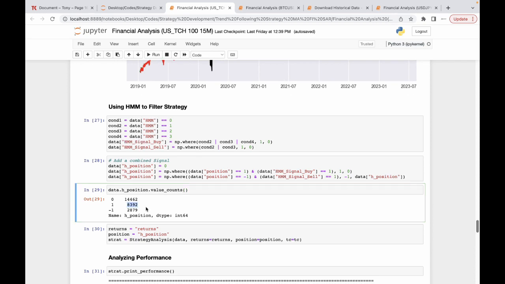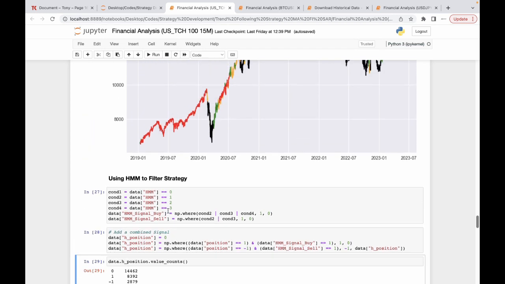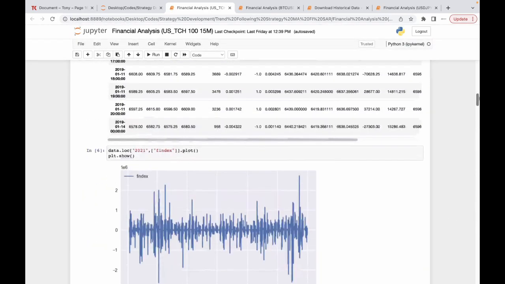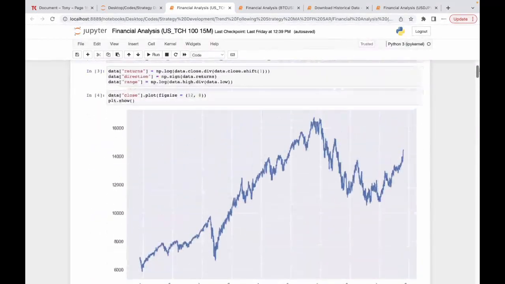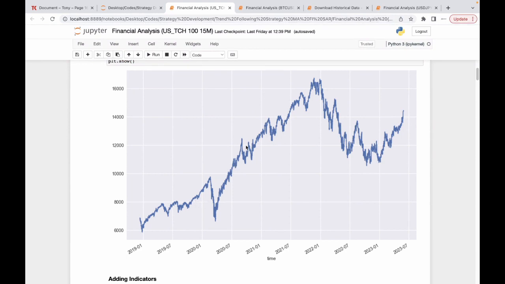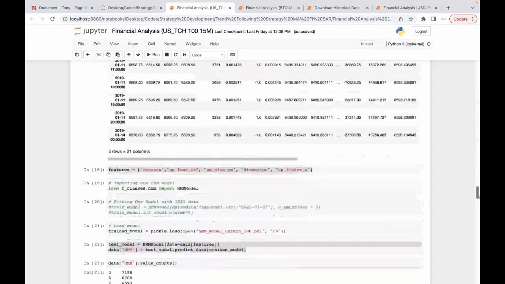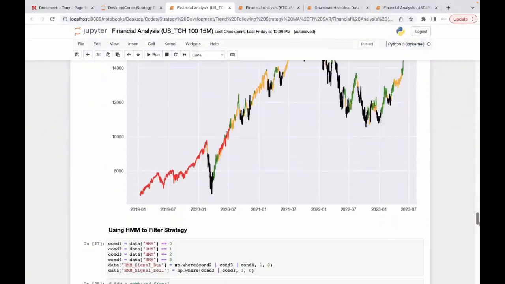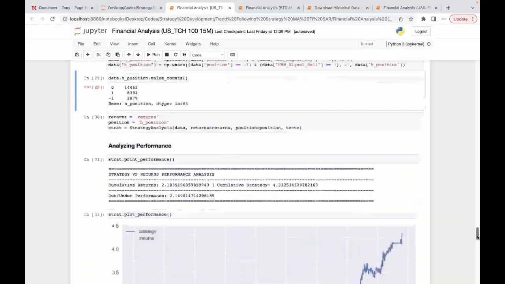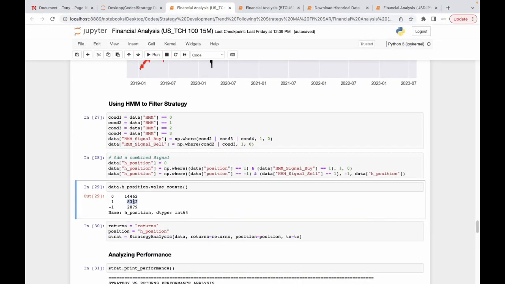And then we're in a buy position 8,392 times, and then in a sell position 2,879 times, which is now obvious because when you look at our chart here, you can see that we obviously had an uptrend here, then an uptrend here. So we obviously need more buy trades rather than sell trades. As you can see here, that obviously makes sense.